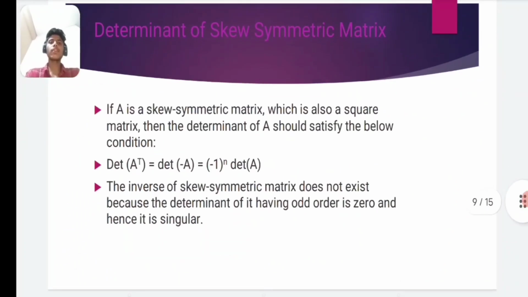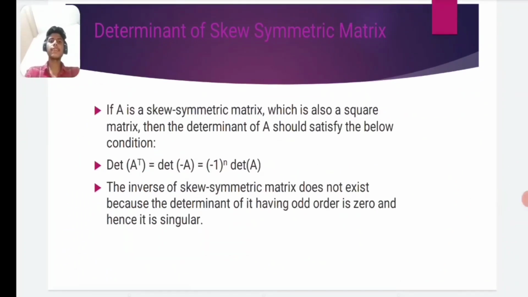So, determinant of skew symmetric matrix. If A is a skew symmetric matrix which is also a square matrix, then the determinant of A should satisfy the below condition. Det of A transpose is equal to det of minus A, which is equal to minus 1 to the power of n det A. The inverse of a skew symmetric matrix does not exist because the determinant of it having odd order is 0, and hence it is singular.